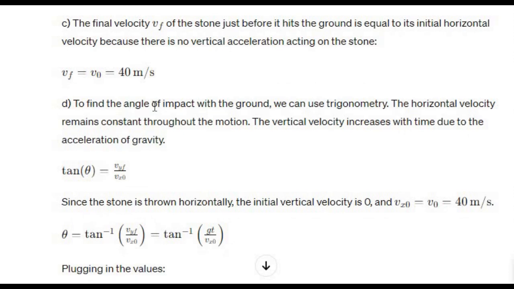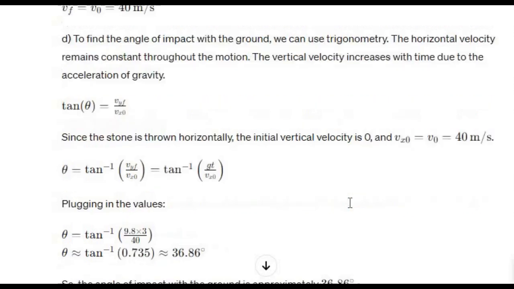D. To find the angle of impact with the ground, we can use trigonometry. The horizontal velocity remains constant throughout the motion. The vertical velocity increases with time due to the acceleration of gravity. Tan theta equals vy over vx. Since the stone is thrown horizontally, the initial vertical velocity is 0, and vx equals v naught equals 40 meters per second.